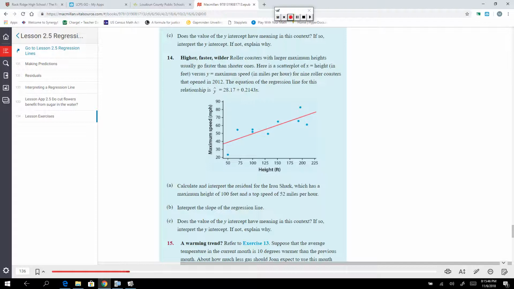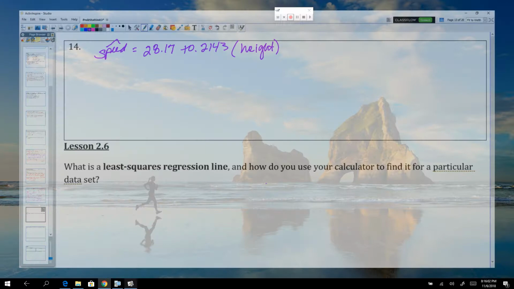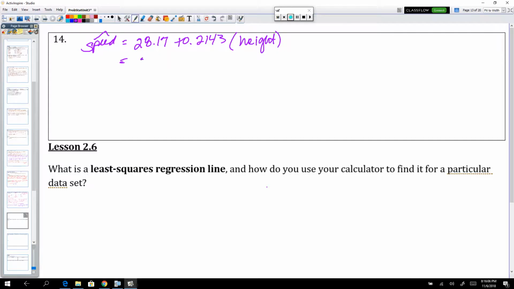So a lot of this work is very similar to what we just did for the cricket chirps. To calculate a residual, you need to know the actual and the predicted. We were given the actual speed as 52 miles per hour. We have to use the line of regression that they gave us to calculate what the predicted would have been. So let's do that first. Let's calculate predicted. 28.17 plus 0.2143, and that height was 100. So the predicted speed was going to be 49.6 miles per hour.